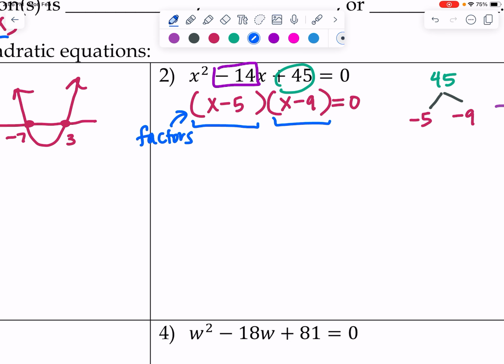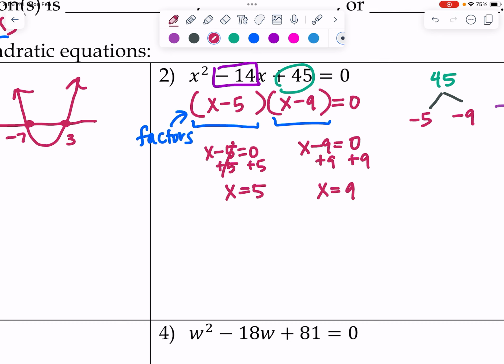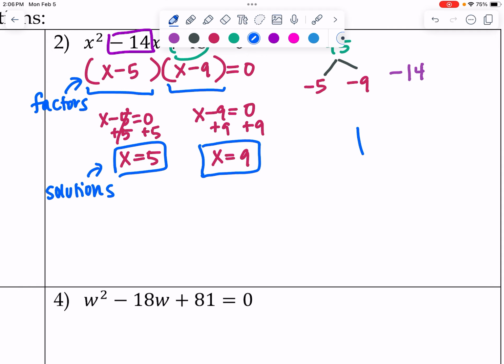To get the solutions, we have to set each factor equal to 0 and then solve for x by doing the inverse operations. In this case, we get x equals 5. In this case, we get x equals 9. And so these would be our solutions. Solutions have equal signs. Factors do not. They have parentheses. If you were to graph this in Desmos, you would have another parabola, and then you would see the x-intercepts at 5 and 9.